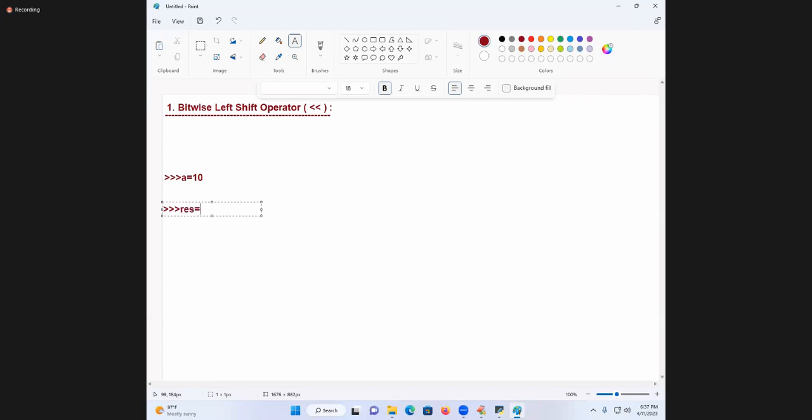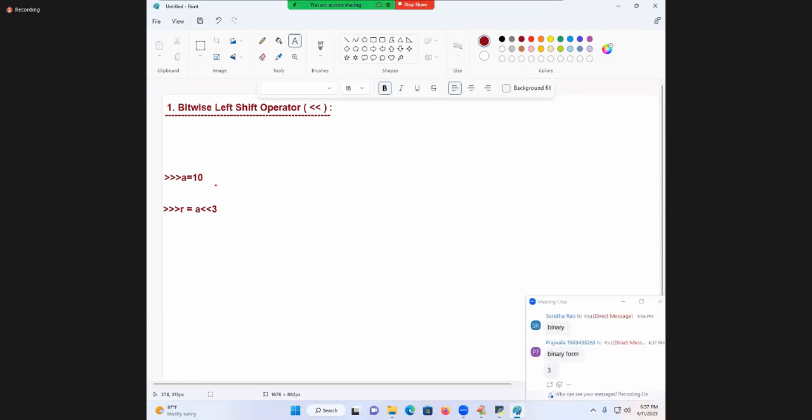Result is equal to A, left shift operator. There is a left shift operator. The number of bits which I am moving is, for example, 3. The number of bits moving is 3. What is this meaning? I am going to explain one by one carefully, because the first operator I need to explain very carefully.